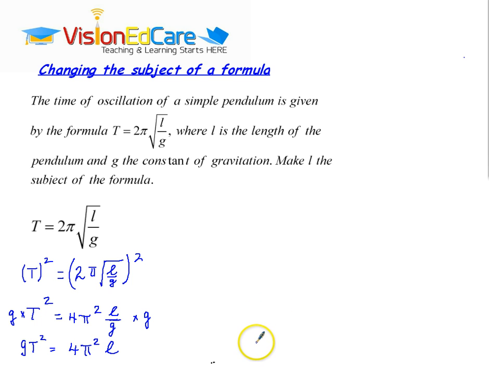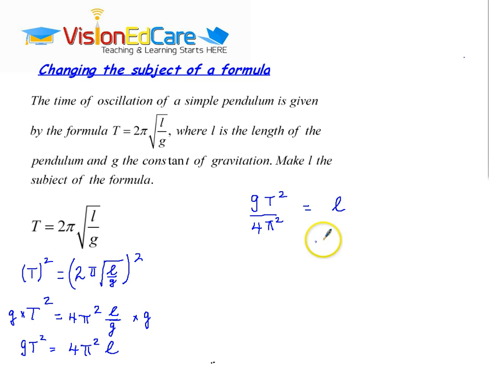How can we get L from here? Well, by dividing both sides by 4 pi squared, we can get L. Which means that the left hand side, when I divide both sides by 4 pi squared, I would have G T squared divided by 4 pi squared. And when I divide the right hand side by 4 pi squared, I just have L left.